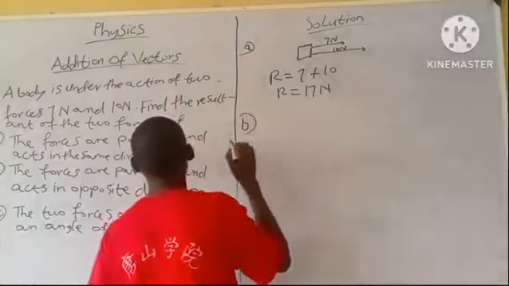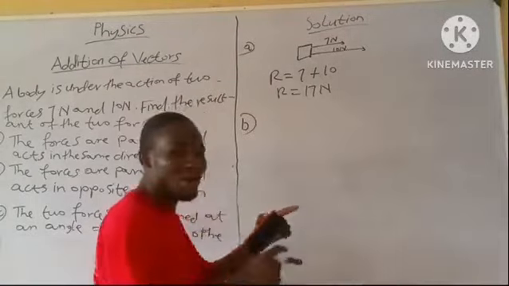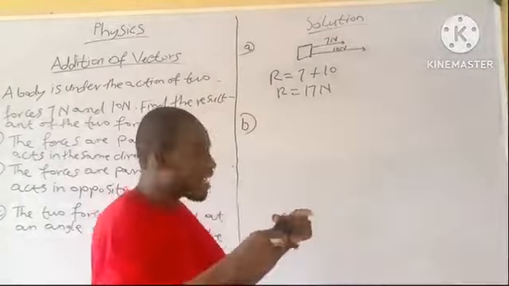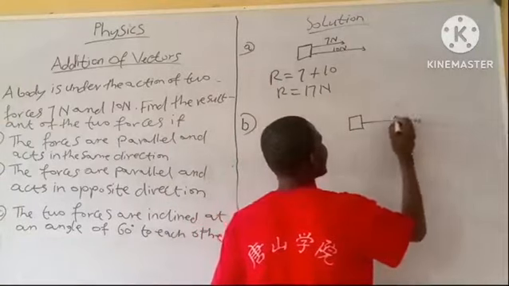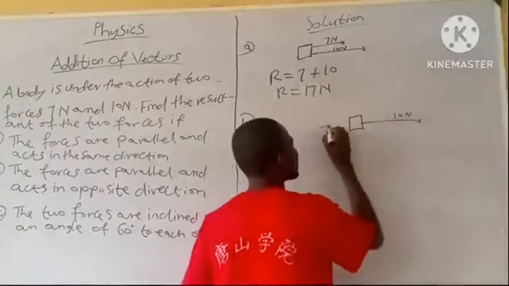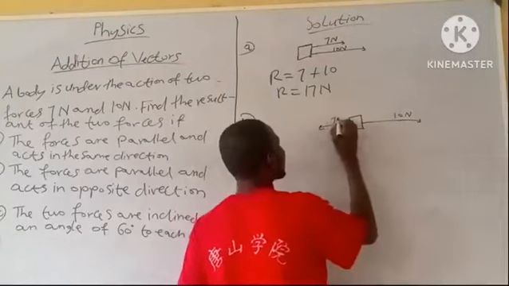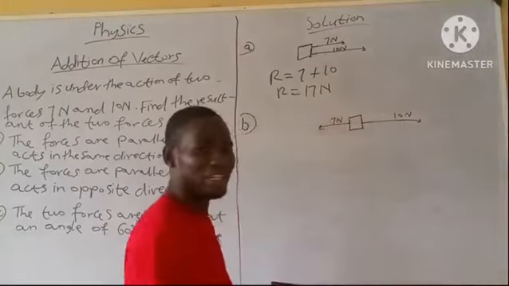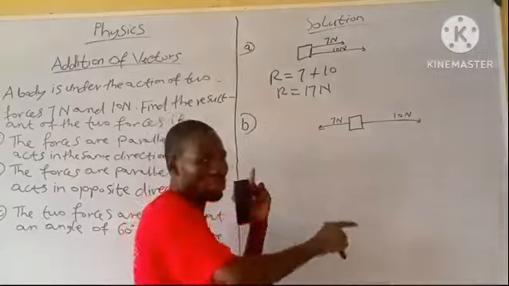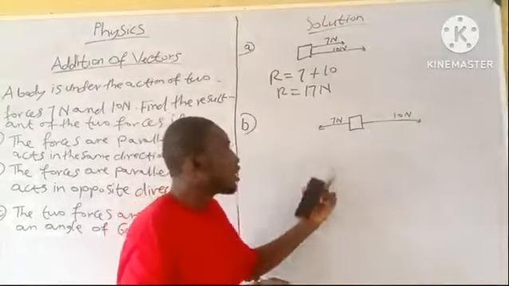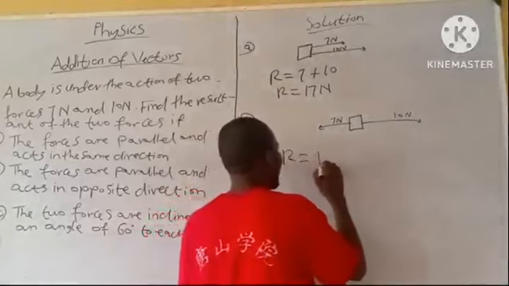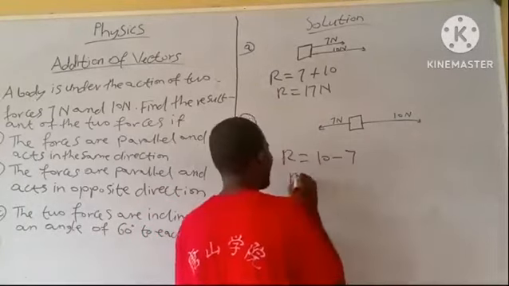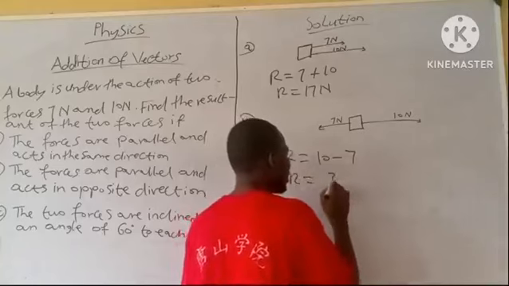Now for B. They say if the two forces are parallel and in opposite direction. Let me say this is the body, again the block of wood, and then this is 10 Newton and this is 7 Newton. How do you get the resultant? Since they are in opposite direction and they are acting parallel, you subtract. So our resultant is equal to 10 minus 7. So our resultant is equal to 3 Newton.